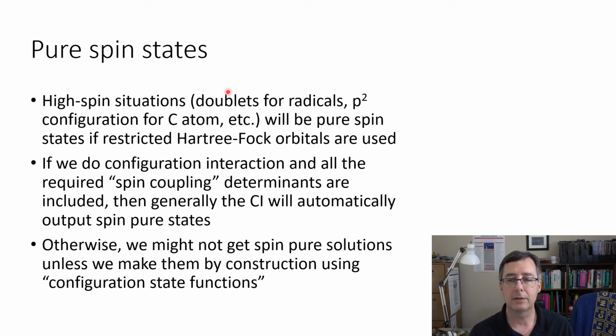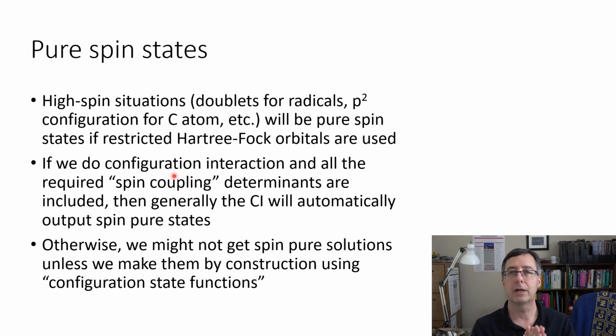What if I had a doublet, like a radical with one unpaired electron? Or what if I had a high spin triplet, like a p2 configuration for a carbon atom? If I put those two electrons in two of the p orbitals, as long as I use restricted Hartree-Fock orbitals, then those will be spin eigenfunctions, and life is fine. There'll be a doublet if it's a radical, or a triplet if it's p2, but at any rate, they're all spin eigenfunctions, so they're totally fine.